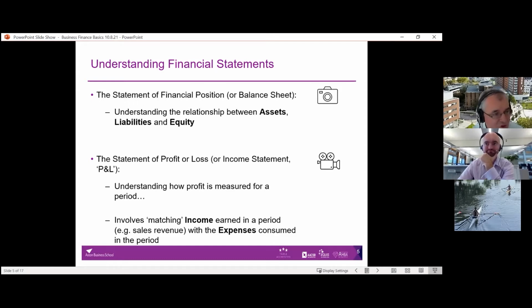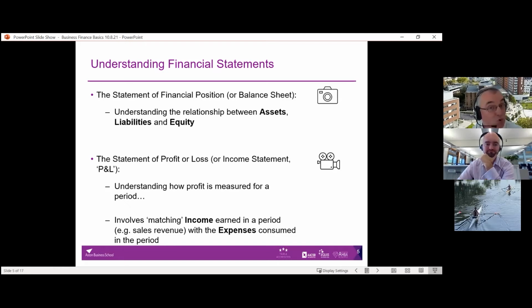So the statement of financial position, or the balance sheet, and key to understanding that statement is understanding the relationships between the three items that appear in that statement. And those three items are assets, liabilities, and equity. And we need to be careful regarding the meaning of those words in the context of finance and accounting, because they don't necessarily mean what you were expecting. The other main statement is the statement of profit or loss, sometimes called the P&L, sometimes called the income statement. And the key to understanding that statement is understanding the way in which accountants measure performance.